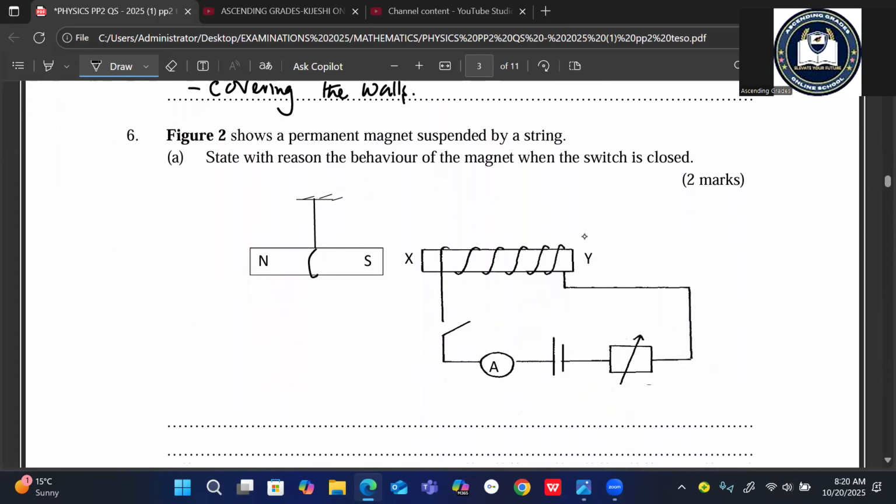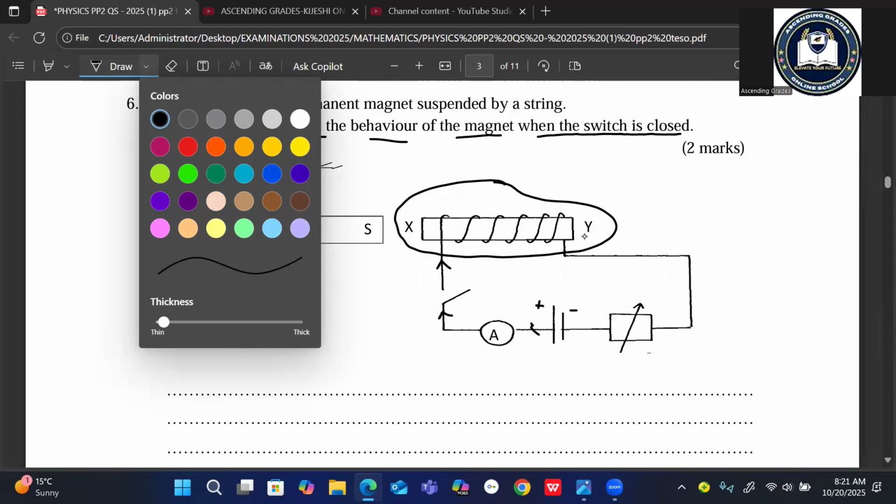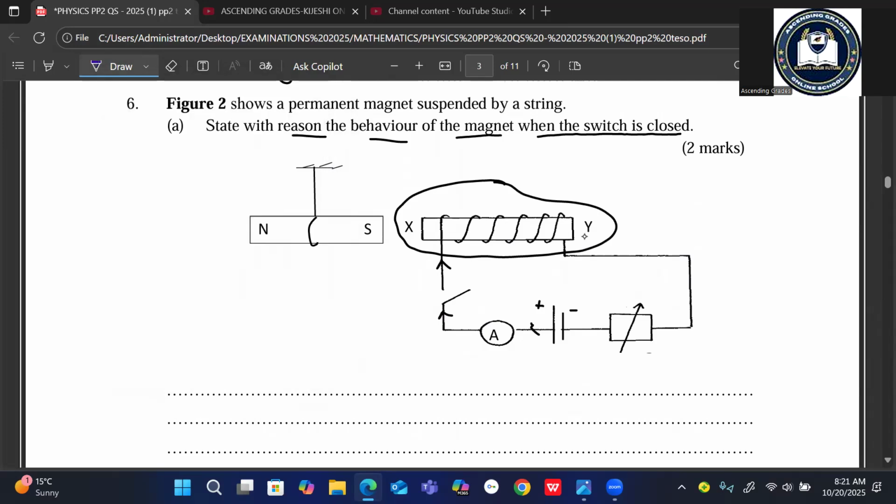Figure 2 shows a permanent magnet suspended by a string. State with reason the behavior of the magnet when the switch is closed. So the first thing you need to look at is this electromagnet here. You can see we are having our positive terminal here and our negative terminal here, meaning that the current is flowing in this direction. So our current now is moving in this direction.